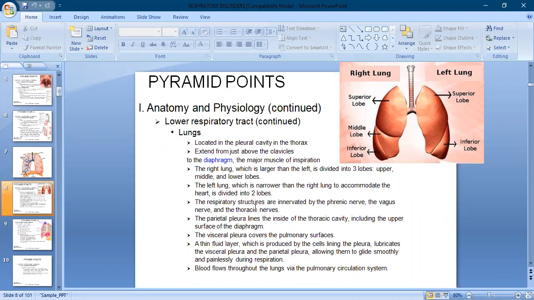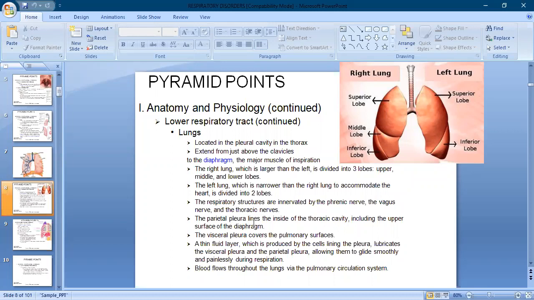The respiratory structures are innervated, meaning nerve supply, by the phrenic nerves. The phrenic nerves supply the lungs, and also the vagus nerve and thoracic nerves. So the lungs are supplied by the phrenic nerves. The 10th cranial nerve, called the vagus, also supplies them, and also the thoracic nerves.